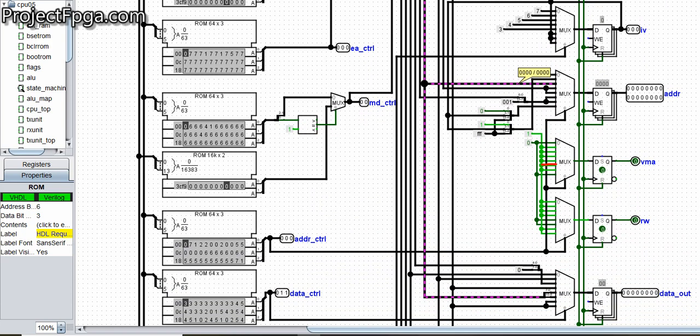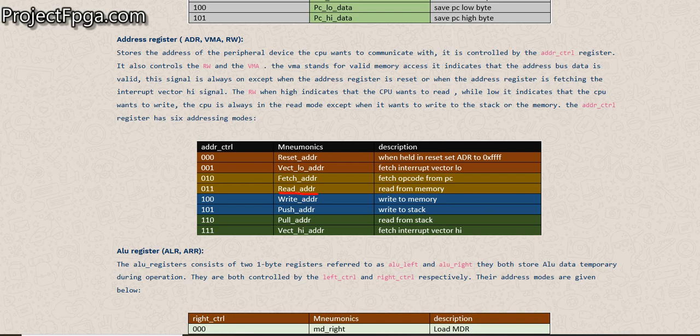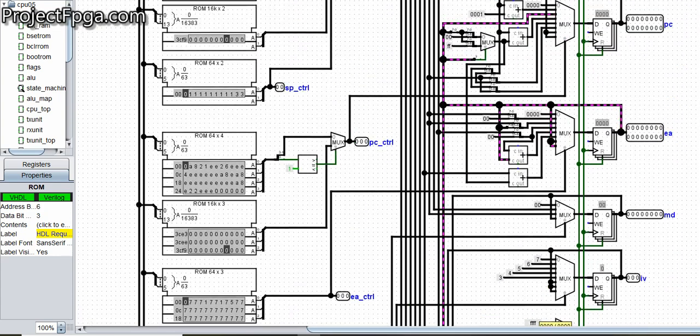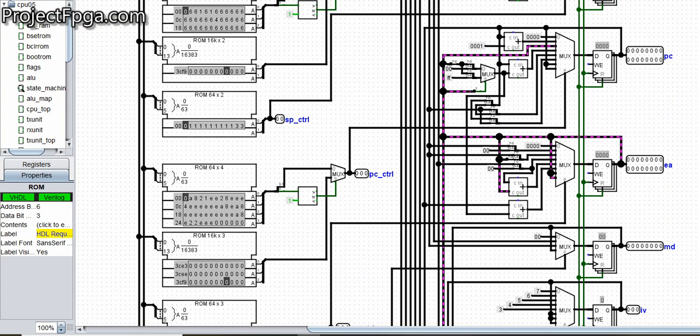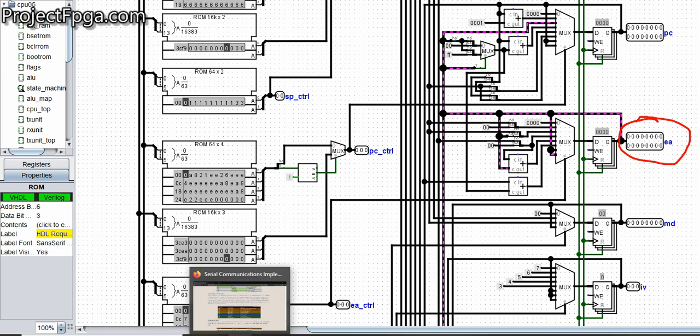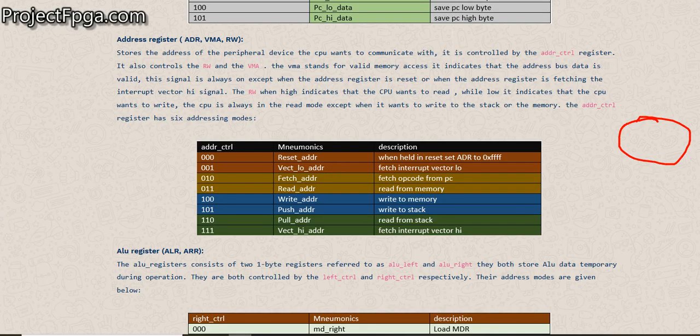Then the next one says read address, read from memory. The next one means write to memory. So let's see this read and write to memory, what it does. So I will highlight it. I've highlighted it. It's reading from the memory, from this effective address, which is a memory storage of the address register. That's what it said. Read from memory, write to memory.